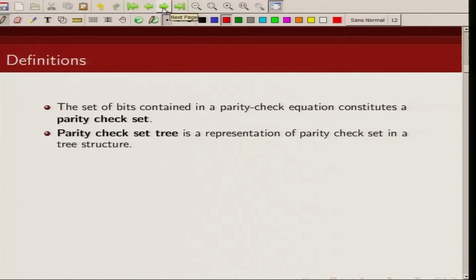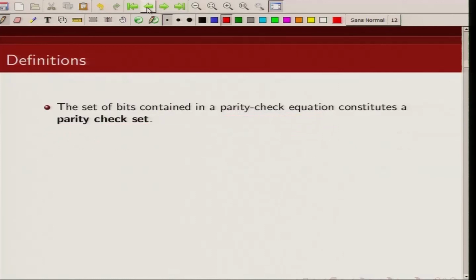We will first define a few terms and then we will come to the decoding of that. So, first thing we will define is what is a parity check set. It is the set of bits that are participating in the parity check equation. So, the set of bits that participate in a parity check equation constitute a parity check set.